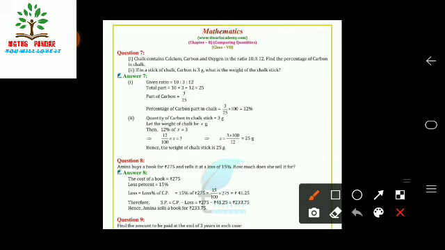Now in question number 7, the first part is given: chalk contains calcium, carbon and oxygen in the ratio 10:3:12. Find the percentage of carbon in chalk. So we can see the given ratio is 10:3:12.